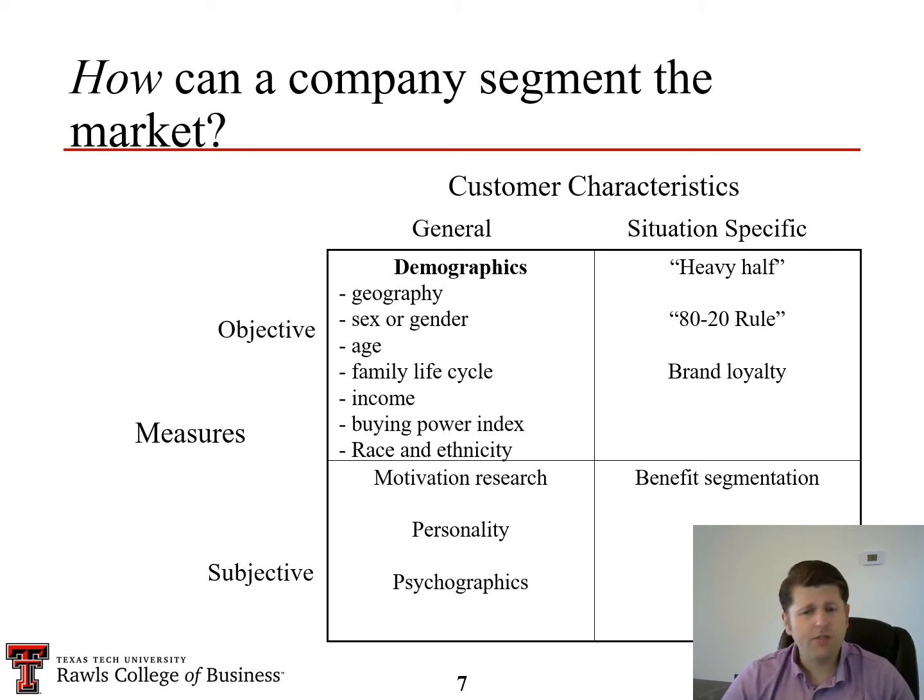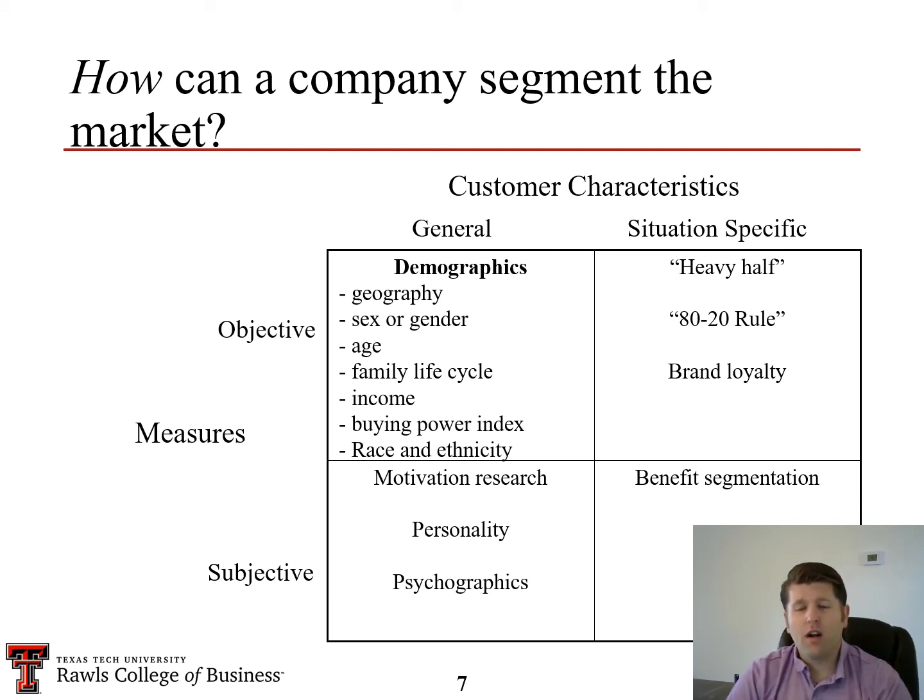So it's very easy for a company to, say, if they wanted to target only wealthy individuals, they could easily do that. Buying power index, how much ability they have to afford things, and then we could also target based off of race and ethnicity if we know that particular races or ethnicities are more common to purchase specific types of products. We could also have objective and situation-specific measures using the heavy half, 80-20, or brand loyalty.